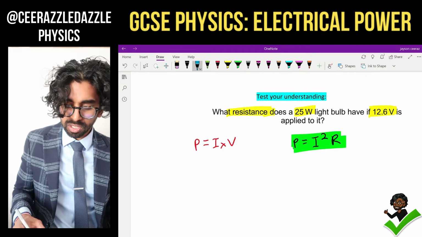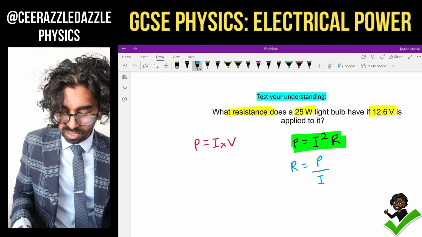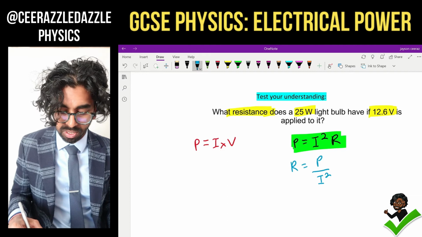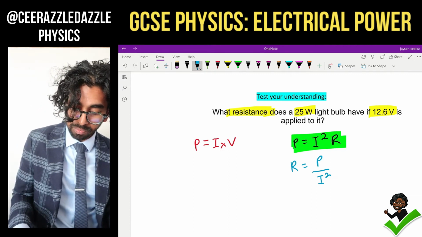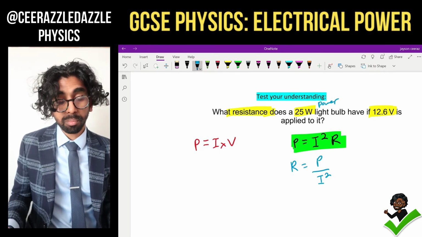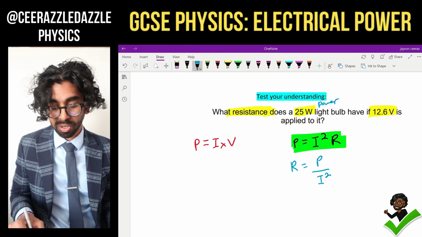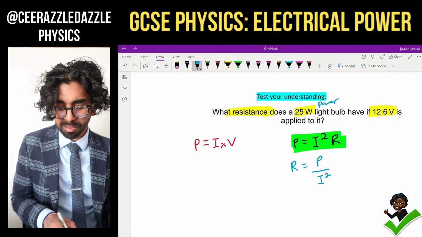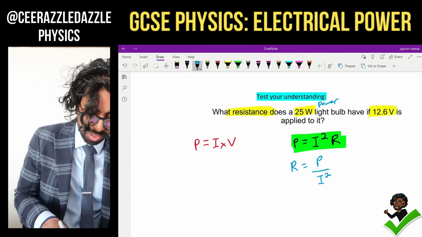So let's try it then. So let's rearrange that. We know that R is therefore equal to power divided by I squared. Yeah, resistance is equal to power divided by I squared. So we've got the power, that's going to be over here. This is the power. Have we got the current? No. But I can use the first equation to find the current, then I can substitute it into this one over here. So power, let's work out the current on this one.